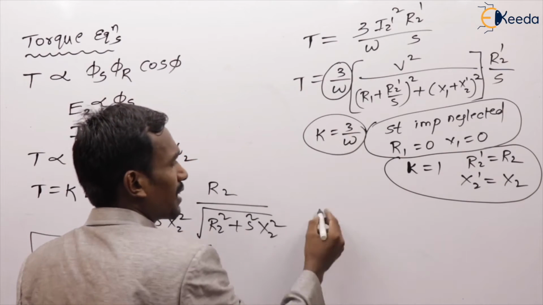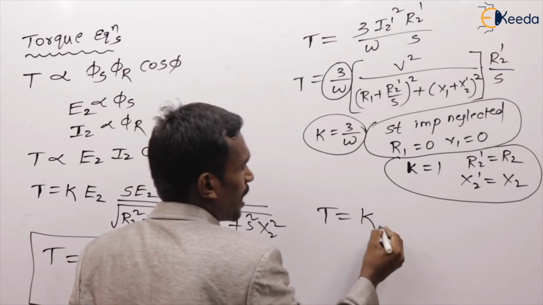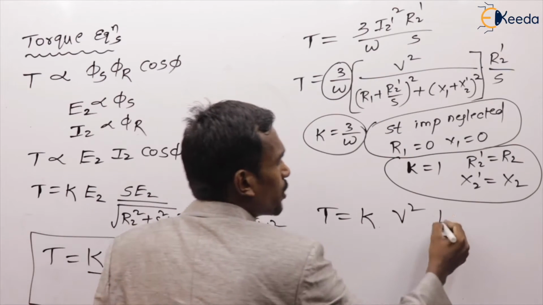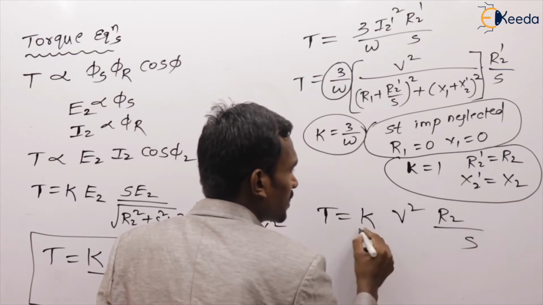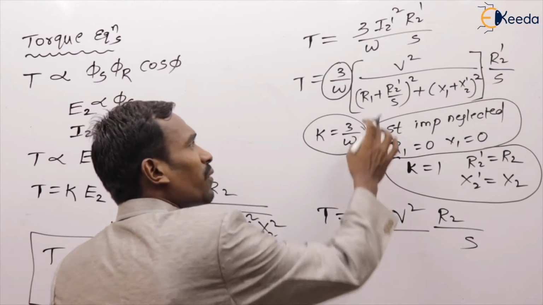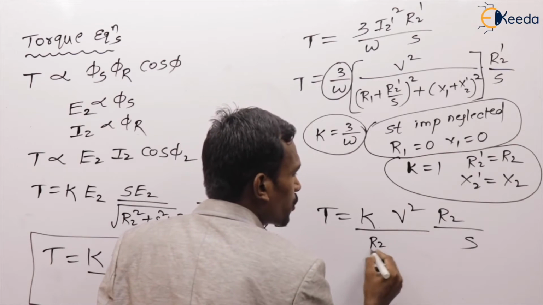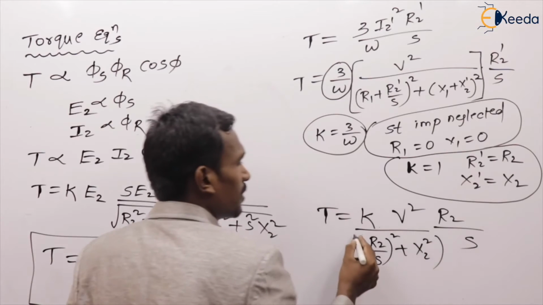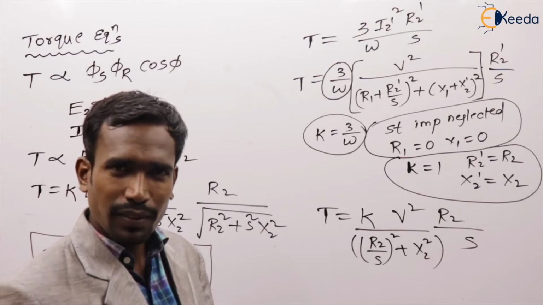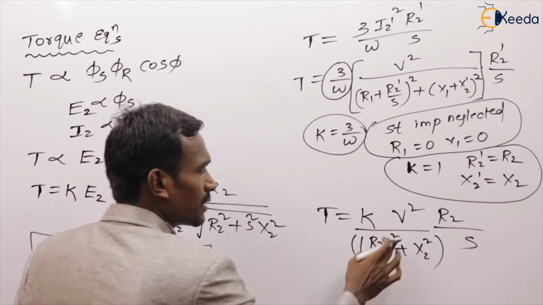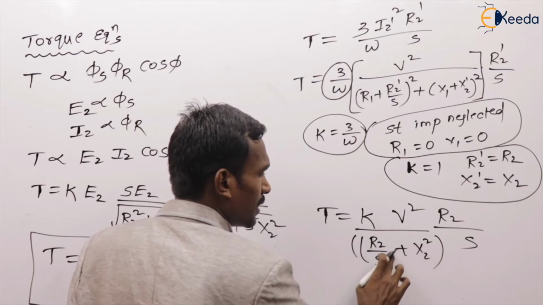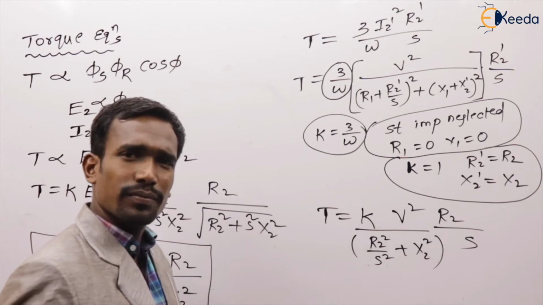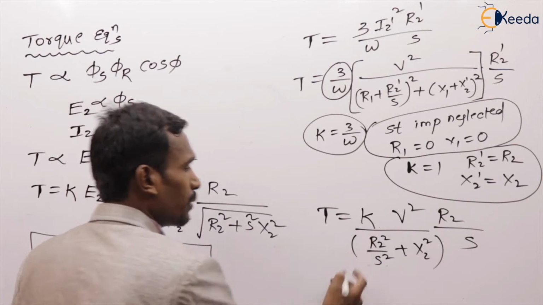Now tell me what is the torque equation. Torque T is equal to some constant K into V square into R2 by S, divided by R1 already 0, so (R2 by S) whole square plus X2 square. This is the formula. Simplify this. Actually, this can be written as R2 square by S square plus X2 square. Now tell me what is the answer.